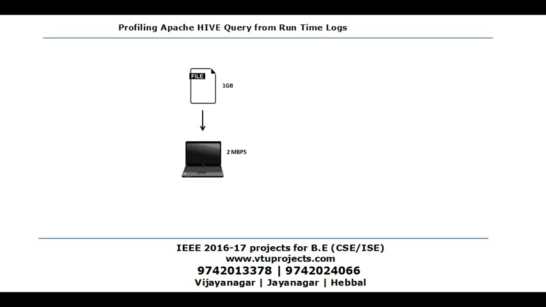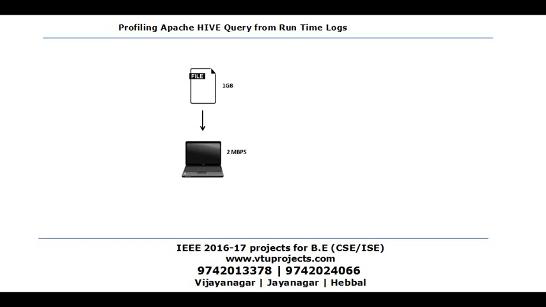You have to copy a file of size 1 GB into a laptop whose data transfer rate is 2 Mbps. What will be the time taken to copy this file into this laptop? The answer is pretty straightforward, because the transfer rate is 2 MB per second, it takes 1 second to copy 2 MB. Then how many seconds will be taken to copy 1 GB?